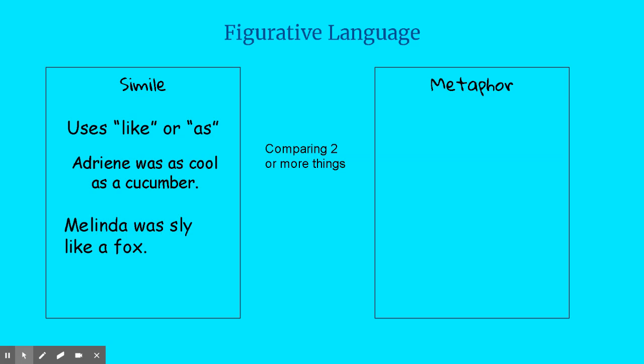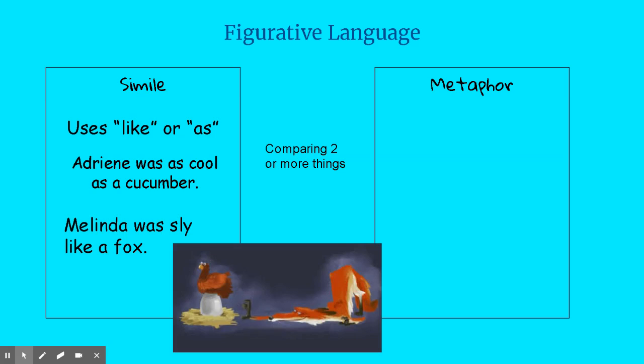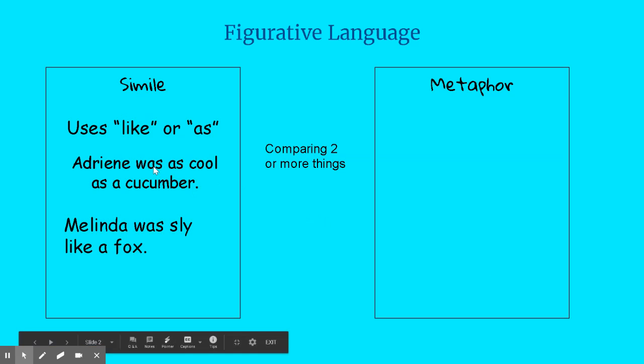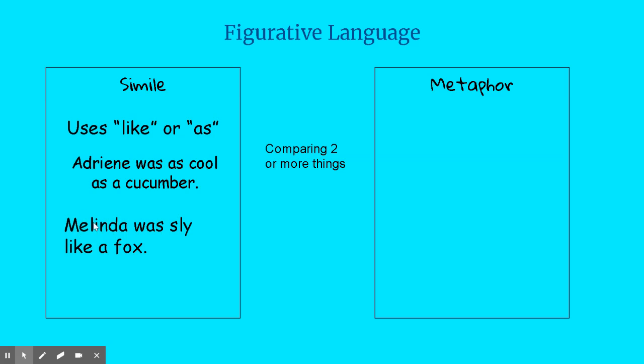My next sentence, Melinda was sly like a fox. So I'm comparing Melinda to a fox, but do I mean that she is like this fox in this picture trying to steal an egg? I don't literally mean that. I'm trying to say something about Melinda. So the key is while I'm comparing Adrian to a cucumber, I use the word as here. When I try to compare Melinda to a fox, I use the word like.